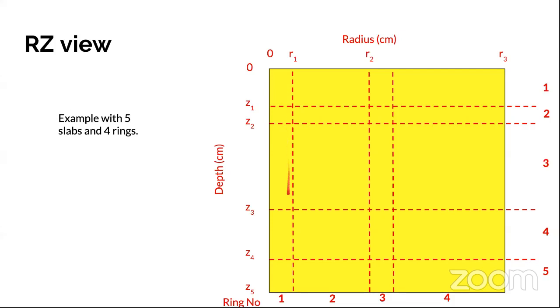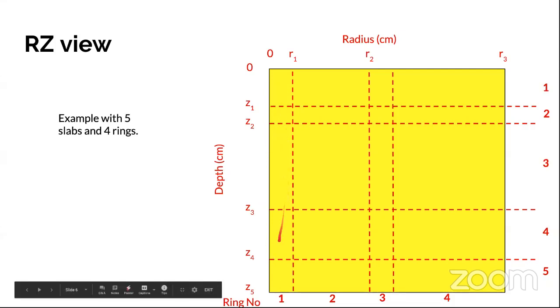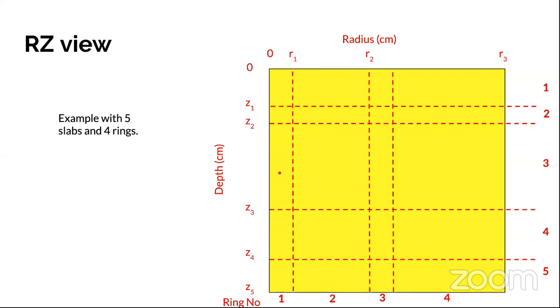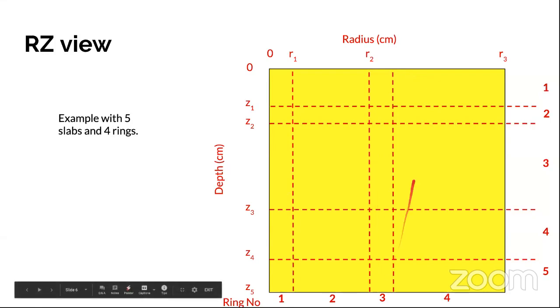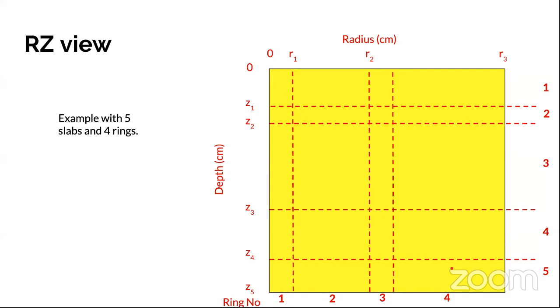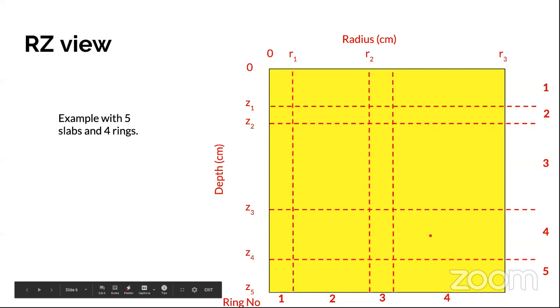These regions here make up a central cylinder. All of these regions have the same radius, but different thicknesses. This region now is a ring. It's a ring that surrounds the central cylinder, and this region is an outer ring, or these are all outer rings. Okay, so is it clear how the RZ view looks?